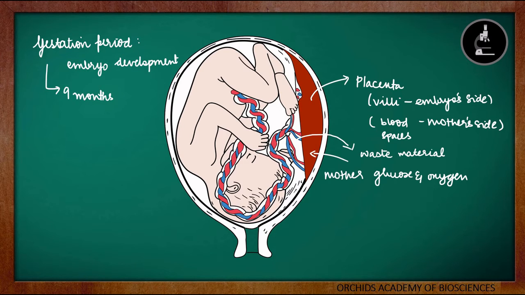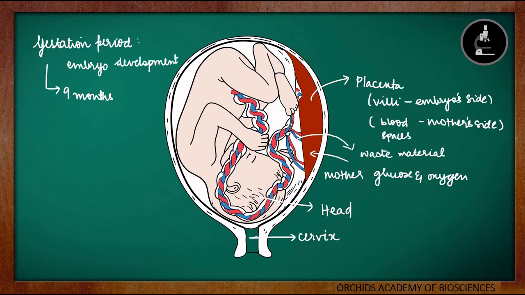A few days just before the birth, the fetus will move inside the uterus until the head of the fetus starts pointing towards the cervix. So once this gestation period is complete and the time of birth is approaching, the fetus will continuously move inside the mother's womb, or we can say inside the uterus, till the head starts pointing towards the cervix.